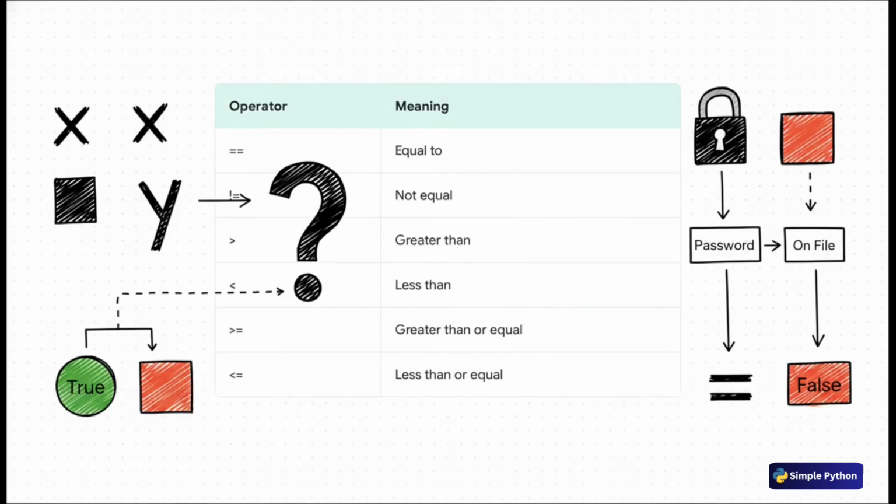These guys are all about comparing two things. Is this number bigger than that one? Does this user's password match the one we have on file? And here's the crucial bit. The answer you get back isn't a number. It's always, and I mean always, a simple, clear, true or false. And that single result is the foundation of all decision-making in your code.